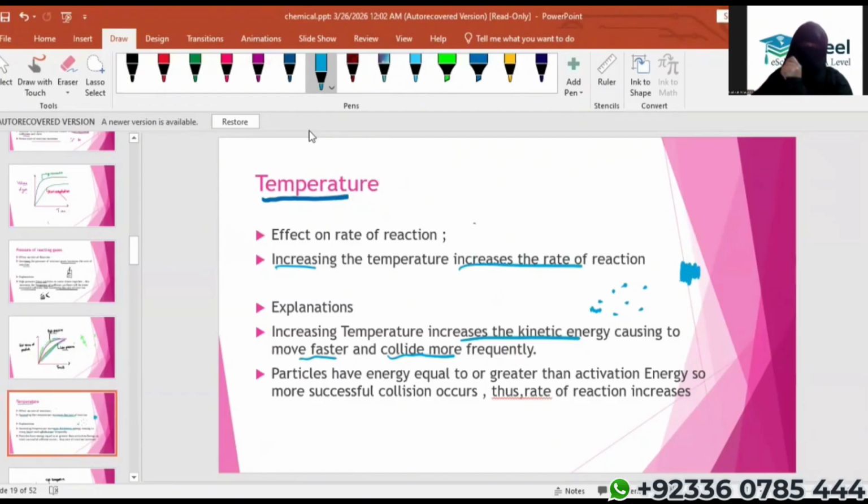As the particle gains kinetic energy, the increase in kinetic energy causes it to move faster and to collide with other particles more frequently. And so, as they are increasing in kinetic energy, we say that particles will have energy equal to or greater than activation energy. Hence, there will be more successful collisions taking place. So, the rate of reaction will increase.